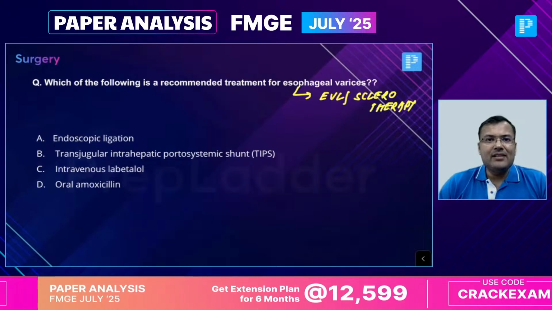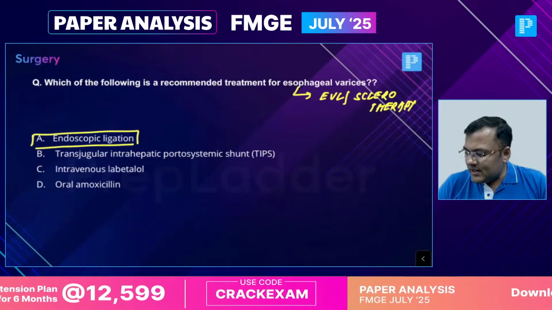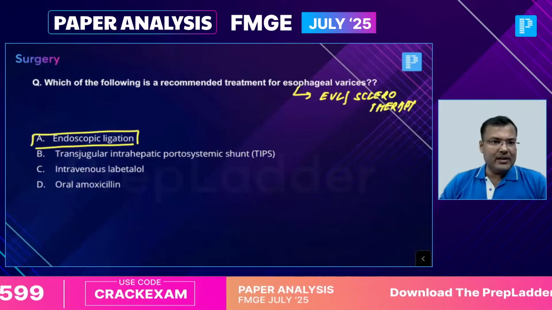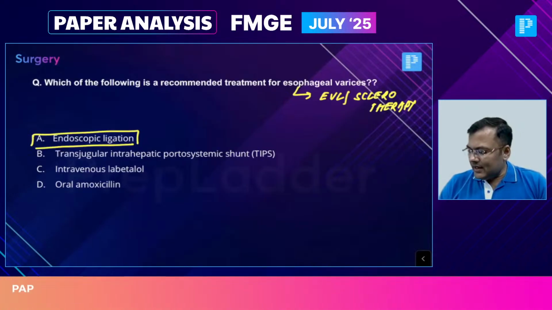So what is the correct answer? Endoscopic variceal ligation. What will the correct answer be? Option A. So this is endoscopic variceal ligation. Clear? That is the correct answer. Endoscopic variceal ligation. Next question, guys.